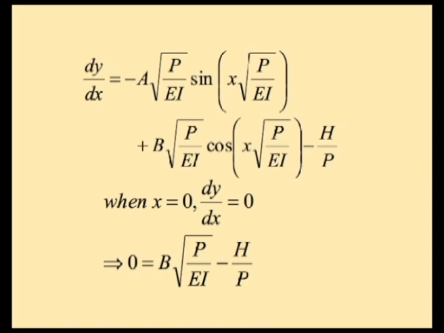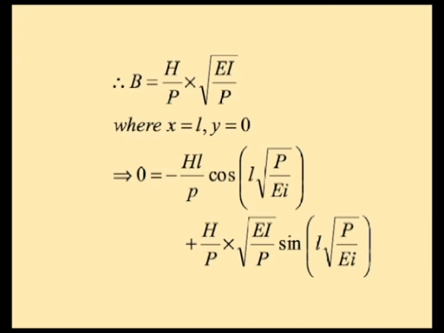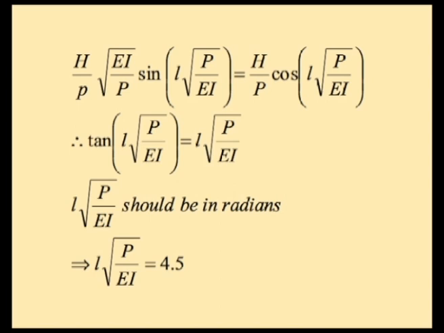And then the other boundary condition, say the column is fixed here and it is hinged here. So, at the hinged end again the deflection will be 0. So, we can very well make use of that boundary condition. So, when x equal to L, y equal to 0. So, using that boundary condition, you will get 0 equal to minus h L by p cos L root p by E I plus h by p root E I by p into sin L root p by E I. So, simplifying, we will be getting tan L root p by E I equal to L root p by E I.